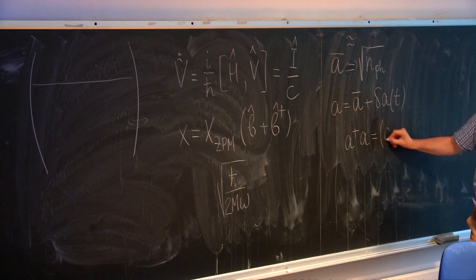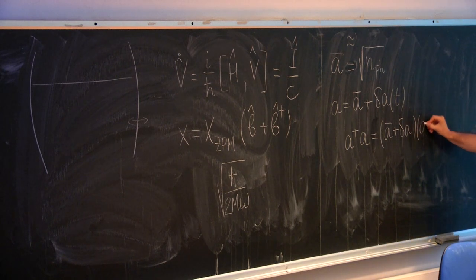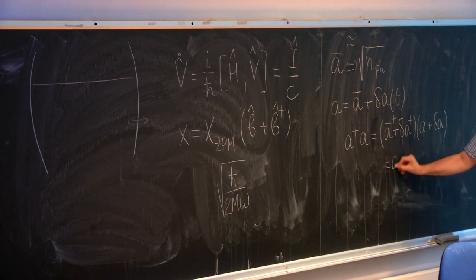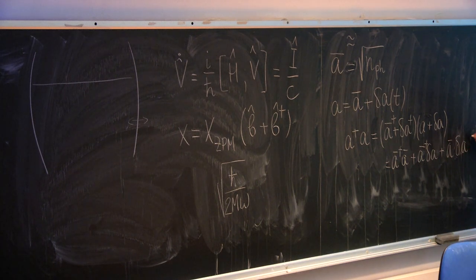and write it as A plus delta A and A dagger plus delta A dagger and A plus delta A, and then this equals A dagger A. And then we have A dagger delta A, and then we have A delta A dagger, and then we have delta A dagger delta A.